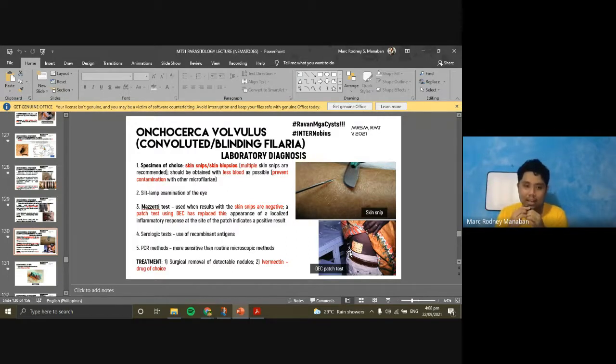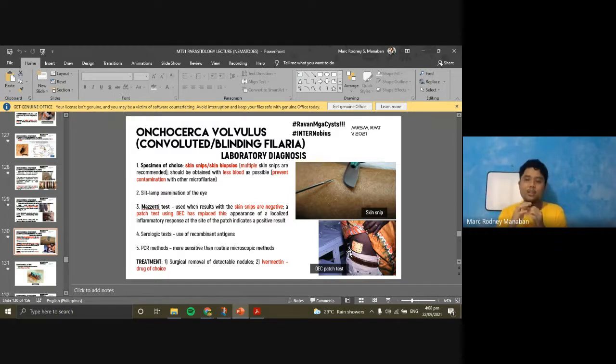Now, when we collect the sample, it's best, again, that blood is not contaminated, all right, no blood. Because again, blood can also contain microfilariae of other species. So it's possible to misdiagnose, no? That's why we avoid introducing blood to the sample. Okay? So skin snips and skin biopsies are the best specimen, no?